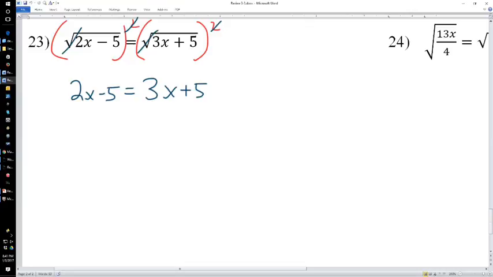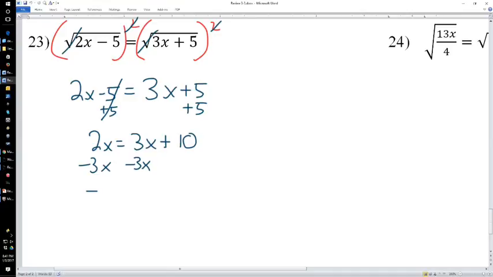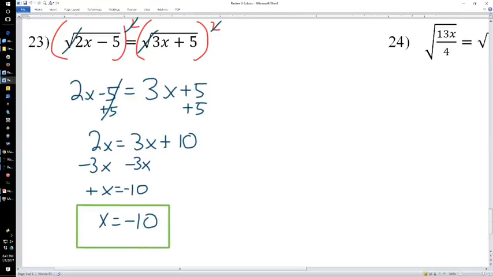If I add 5 to both sides, I'll go ahead and add 5. So I got 2x equals 3x plus 10. If I subtract the 3x, I get negative x equals 10. And then last but not least, if I just switch the signs, x equals negative 10. All right. And so don't let the 2 big radicals fool you. Really, all you got to do is square both sides, and they cancel right out.